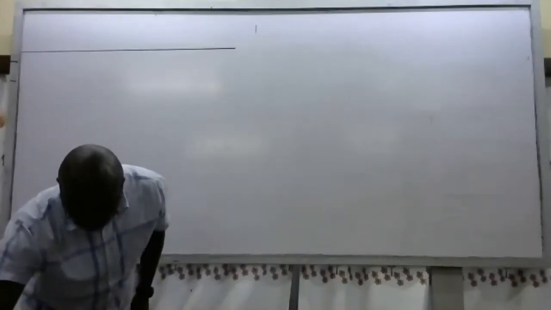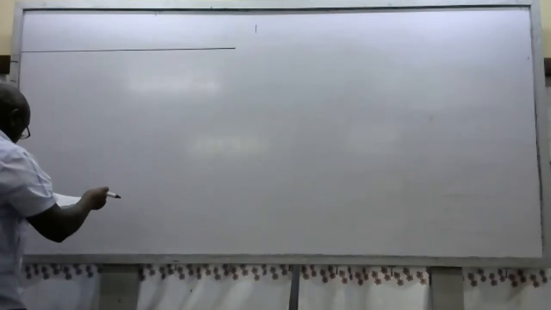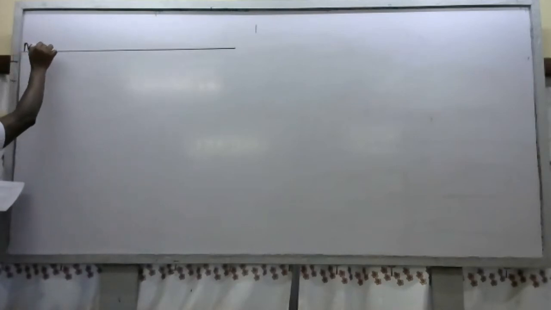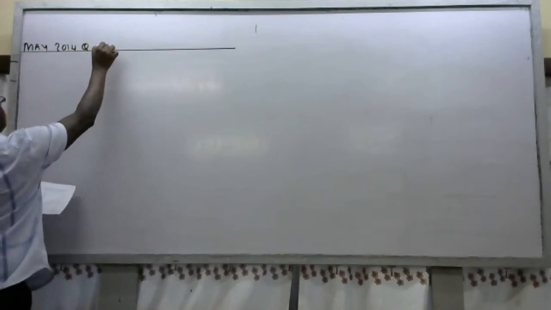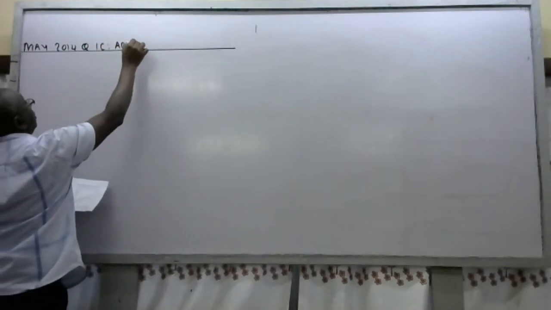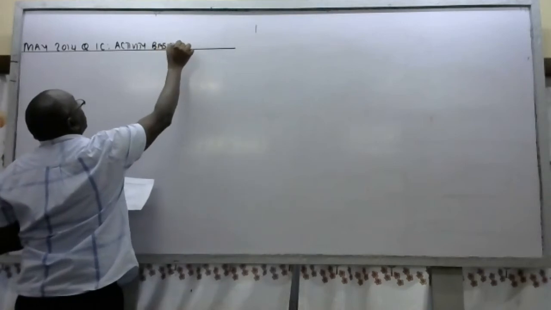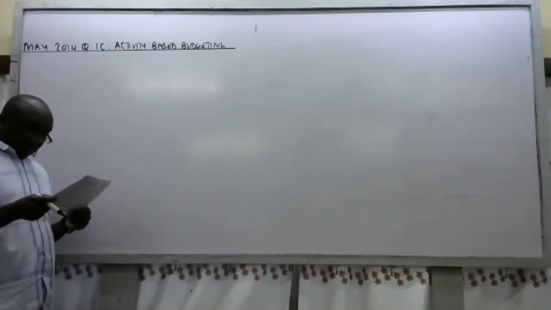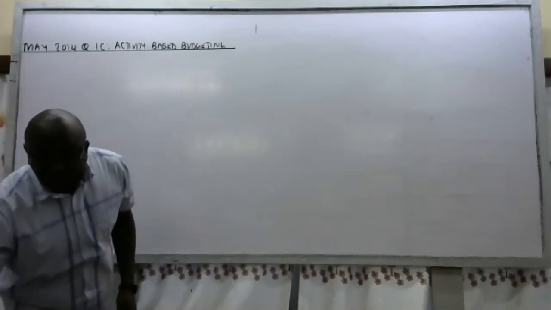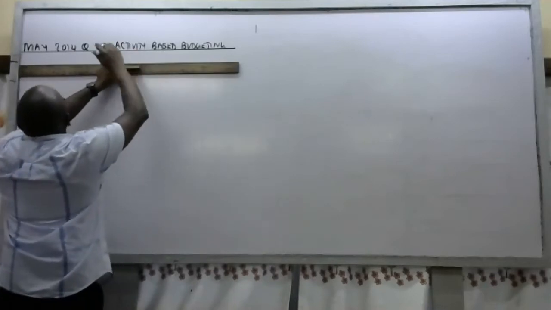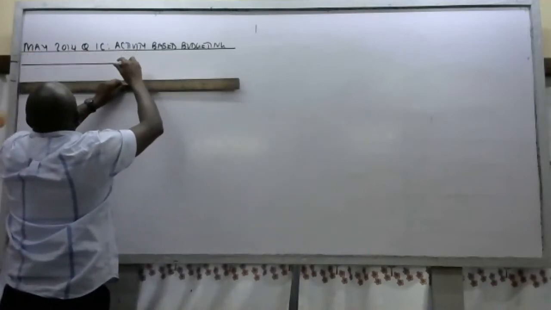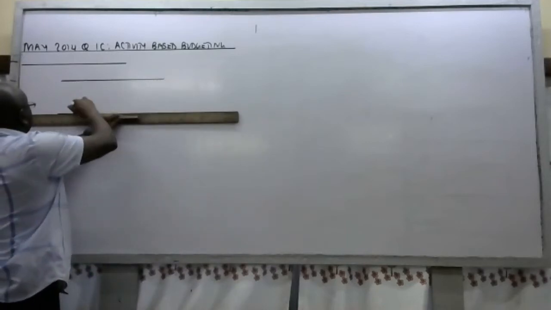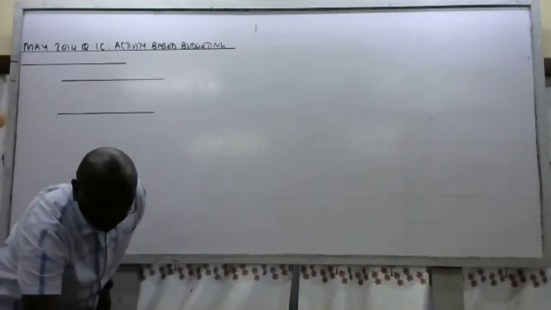So that question of May 2014, Question 1B, 1C is on activity-based budgeting. So what you do, you start with each cost center or each cost pool. And this is what you do.